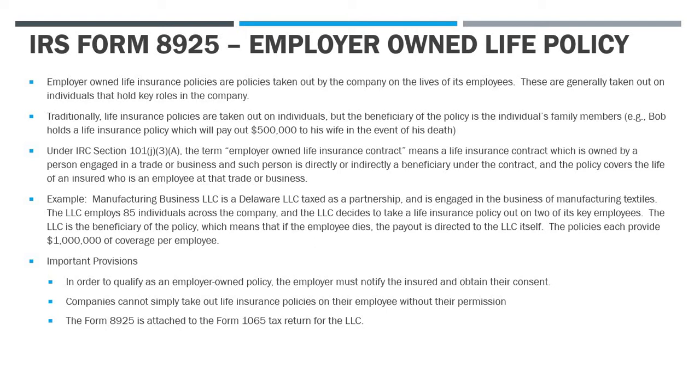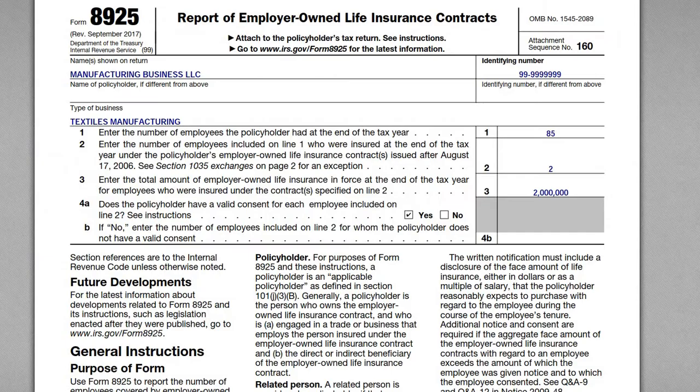So let's look at the form. Let me go back to it here. Pretty straightforward. This is filed with the tax return. So Manufacturing Business LLC, it's filing 1065, right? Because remember, it's a partnership. So within the 1065, it needs to include this schedule. So we have the name of the company, EIN for the company, and the type of business. And then obviously just fill out items 1 through 4B, right, as applicable.